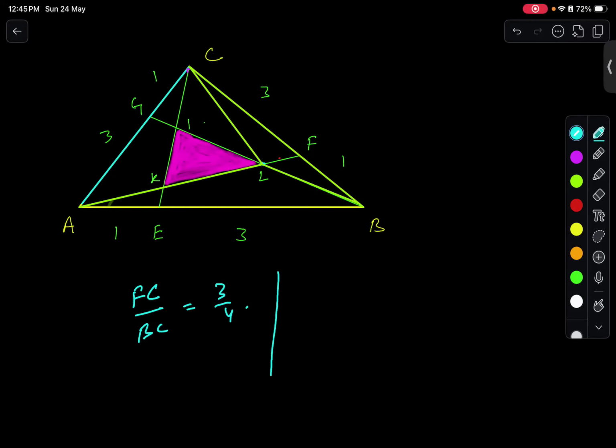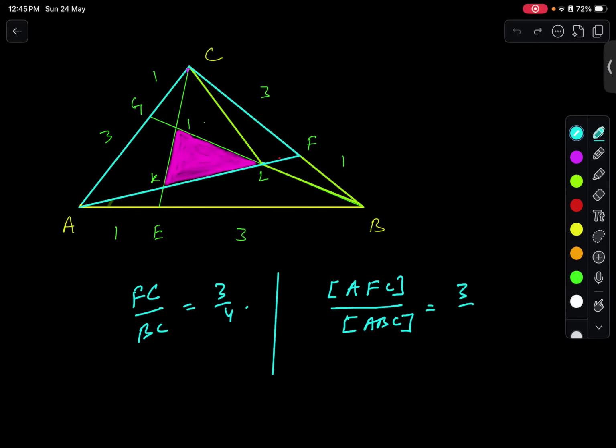And from this, we know that the area of triangle AFC upon the area of triangle ABC, this AFC and ABC, can I say this is nothing but 3/4? The same thing? Yes, sir. Yeah. Okay.